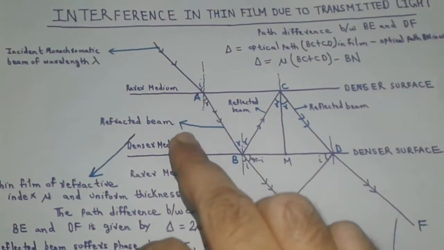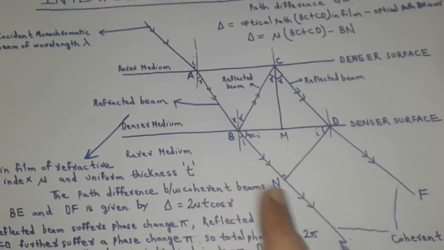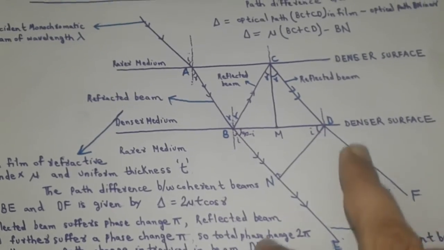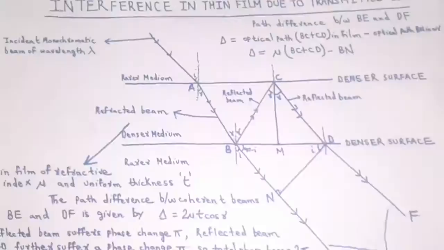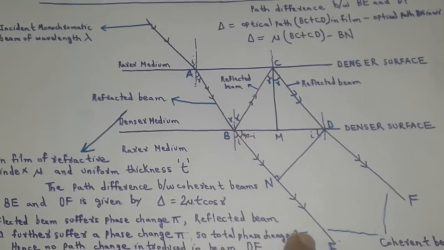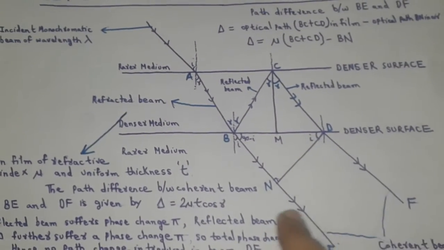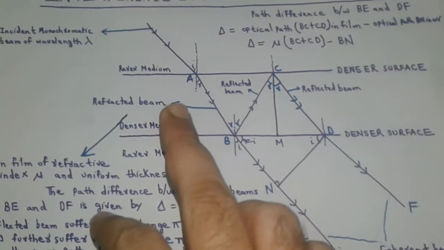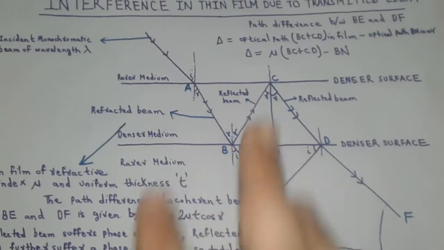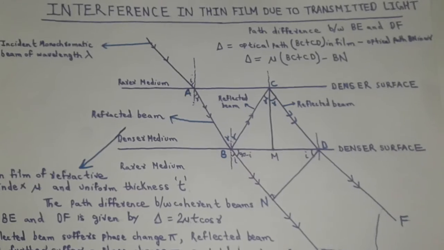Since the film is excessively thin, the two beams BE and DF are coherent beams. The two coherent beams BE and DF superimpose to produce interference patterns which are observed on the film in the transmitted system.